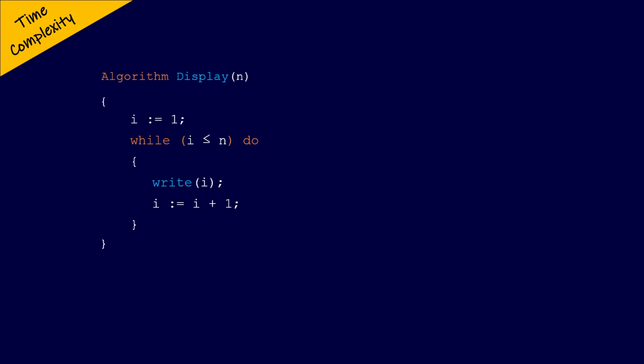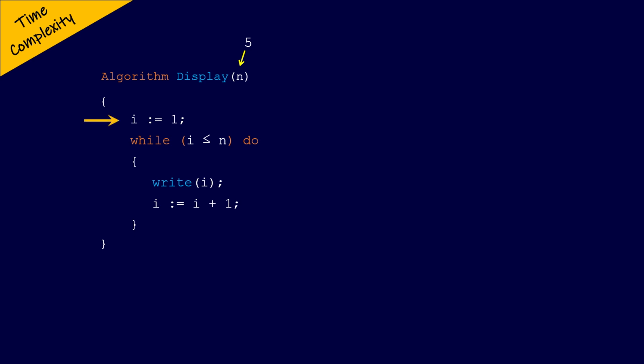Let us look at the pseudocode of this algorithm, display. This algorithm displays the numbers from 1 to n. Now, before computing the time complexity, we will look at how this algorithm works. More important, we will look at how many times the while loop will execute. Let us consider we pass the value of the parameter n as 5 to this algorithm.